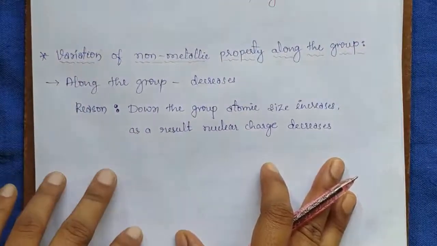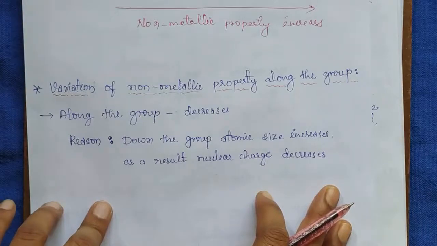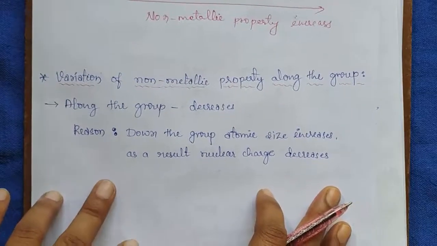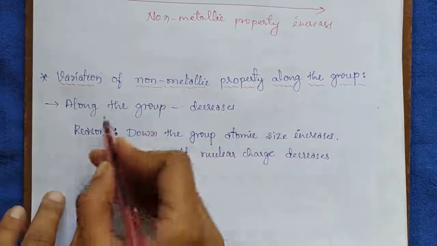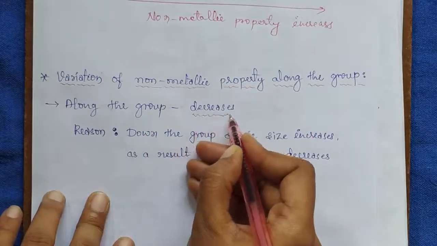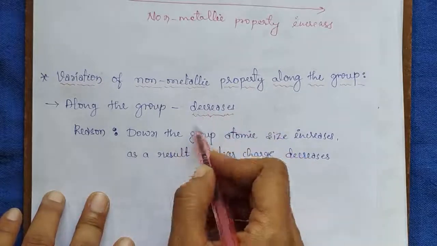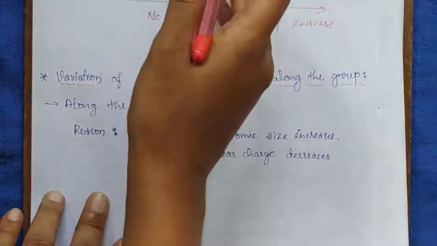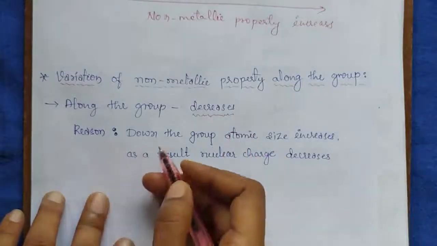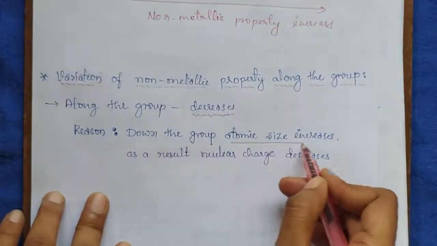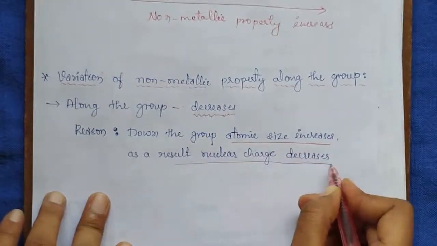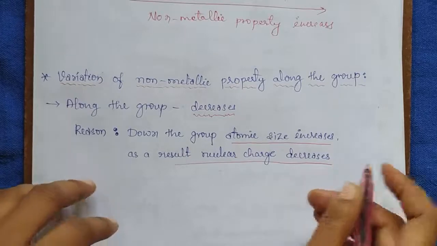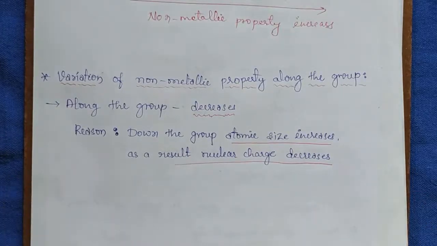Okay, now we will see the variation of the non-metallic property along the group. Along the group, the non-metallic property decreases. It is almost the dead opposite of the trend observed in a period. The reason is that down the group, atomic size increases and nuclear charge decreases. Because of this, down the group, the non-metallic property decreases.